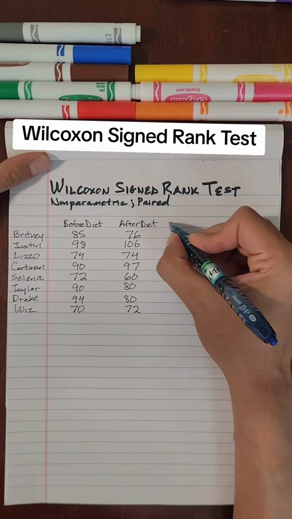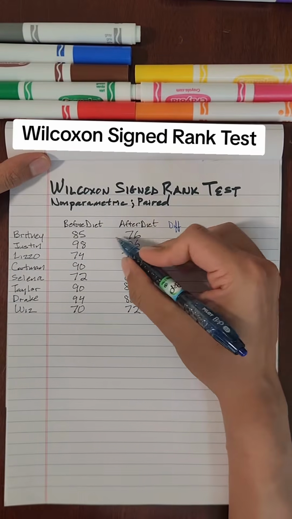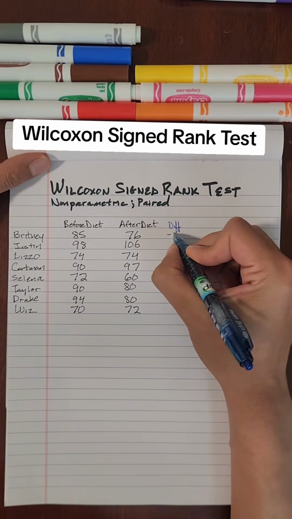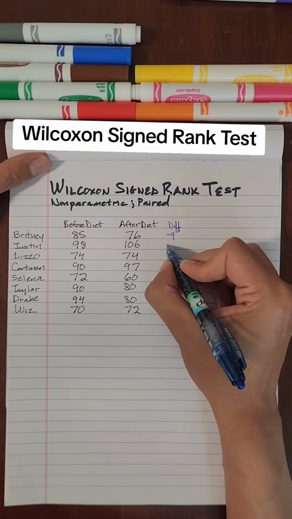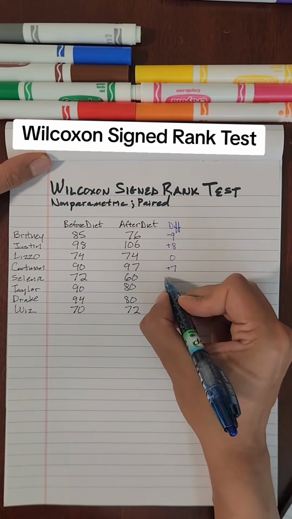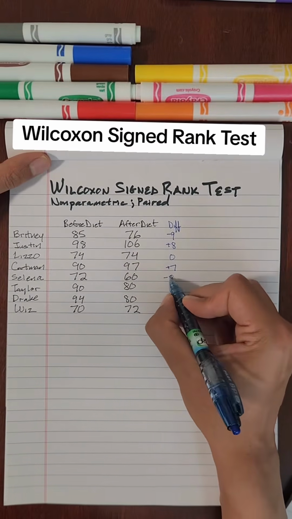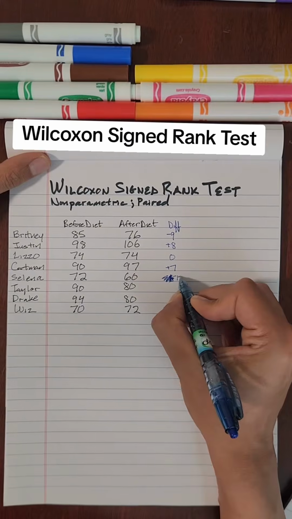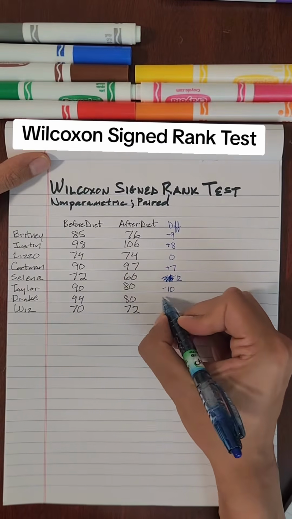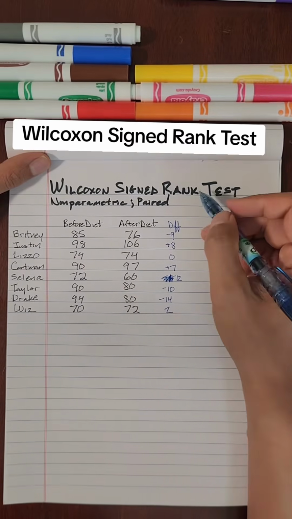So the first step of this rank sum test is to calculate the difference. So our differences here are -9, plus 8, 0, plus 7, minus 8. Oh, that's minus 12 actually. Whoops, minus 12, minus 10, minus 14, and then minus 2.